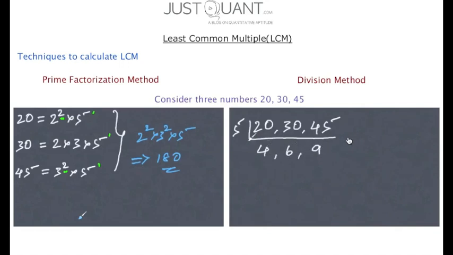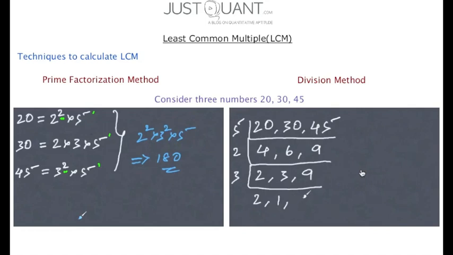Okay, now among 4, 6 and 9, both 4 and 6 are divisible by the prime number 2. Hence dividing 4, 6 and 9 by 2, we get 2, 3 and since 9 is not divisible by 2, we write 9 as it is. Now among 2, 3 and 9, both 3 and 9 are divisible by 3. Hence dividing them by 3, we get 2, 1 and 3. Now we see that 2, 1 and 3 are not further divisible.